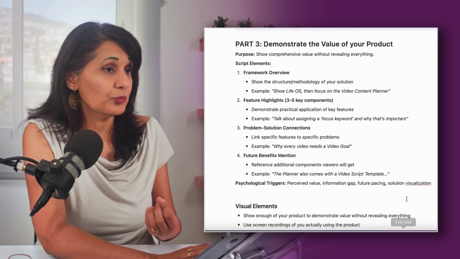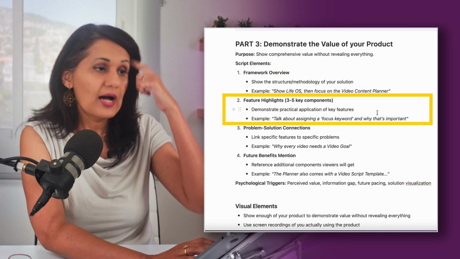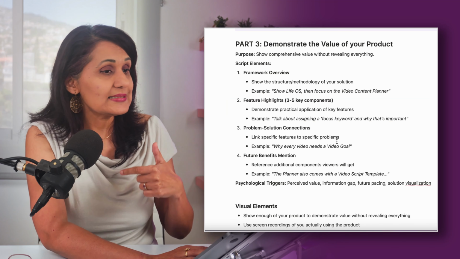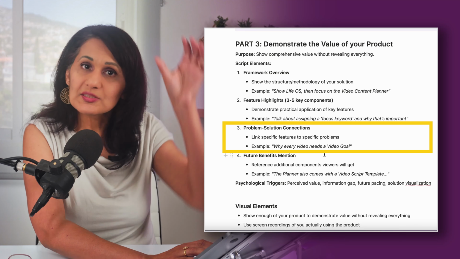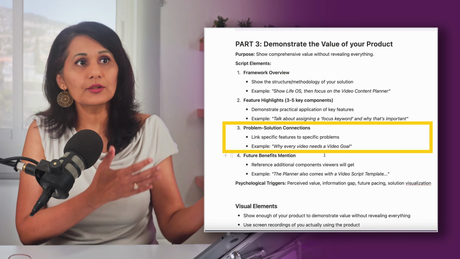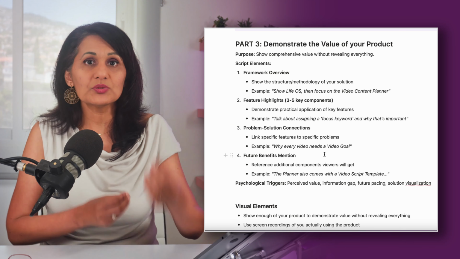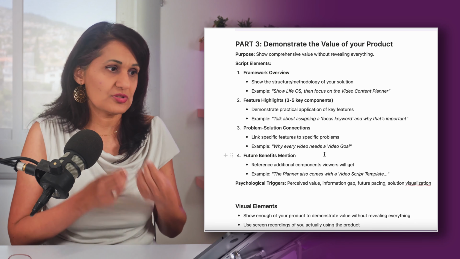You also want to make problem solution connections. So whatever you're doing, you want to make sure that this is why I included this in my product. This is the benefit you'll get, and this is the problem it'll solve for you. So for example, when I said that you should add a focus keyword to your YouTube videos, I explained why that's important. Then I said every video needs a video goal. So that's why that video goal column exists, so that you can add in a goal to every single video. So I'm going along with the features, but I'm also explaining the benefits of those features, and that's really important.